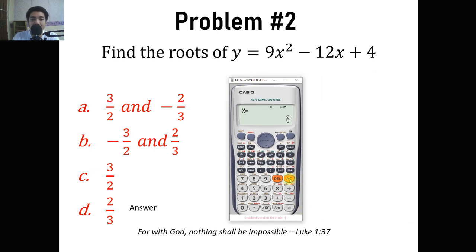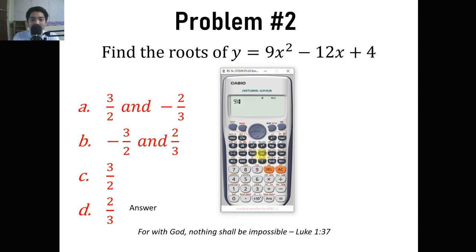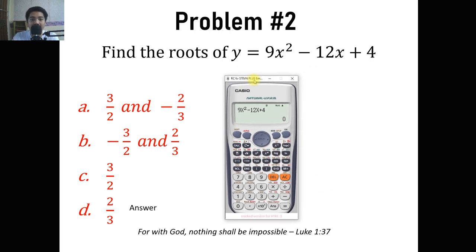Okay. So to check, we can go back to computation and then we can enter 9x squared minus 12x plus 4. And then we can solve by calculating calc, entering the root. If this is the correct root, this should equal to 0. So that's the case. It's equal to 0. So that is really the root according to the remainder theorem. If that is a root, when we substitute it in our polynomial, it should have a remainder that is 0. Okay? So that is how we do it.